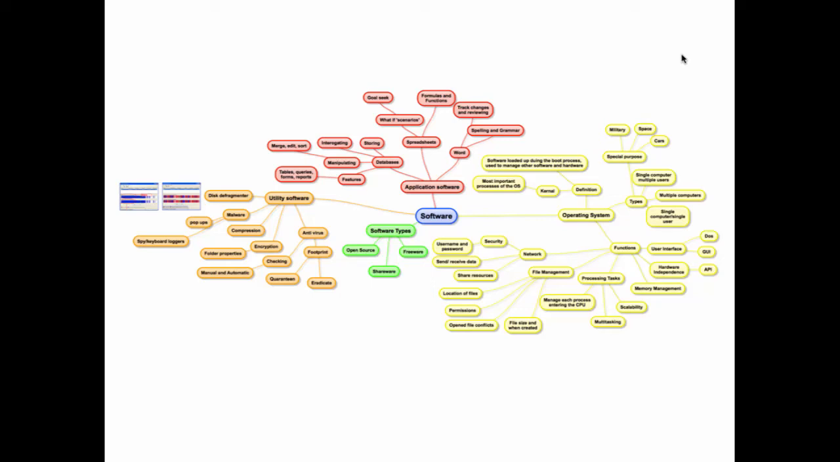Hello and welcome to the software topic for the Year 11 Computer Science course. What you see here is an overview of all the things which are connected to this particular topic and which are going to help you with your software test.